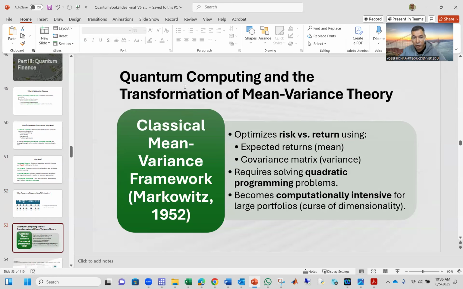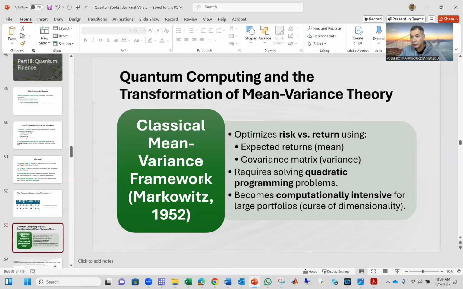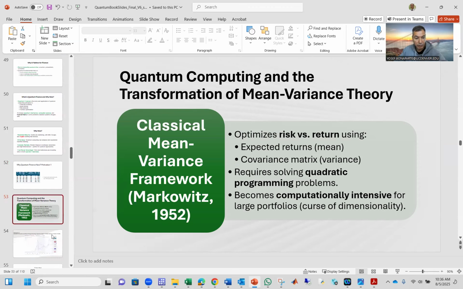For example, if you want to do the key theory in finance, which is mean variance, maximize the return for a given risk, well, with a classical computer, when you have 700,000 securities, you cannot do it as of today. You cannot do it. But with quantum, you can do it. So even now, you still need quantum to do this optimization, maximize the return for a given risk.